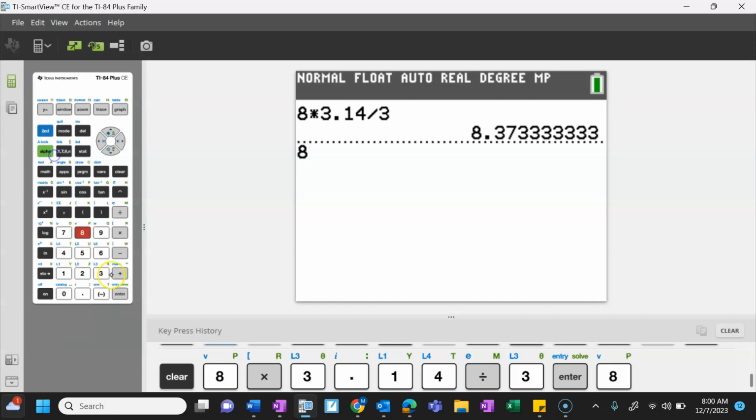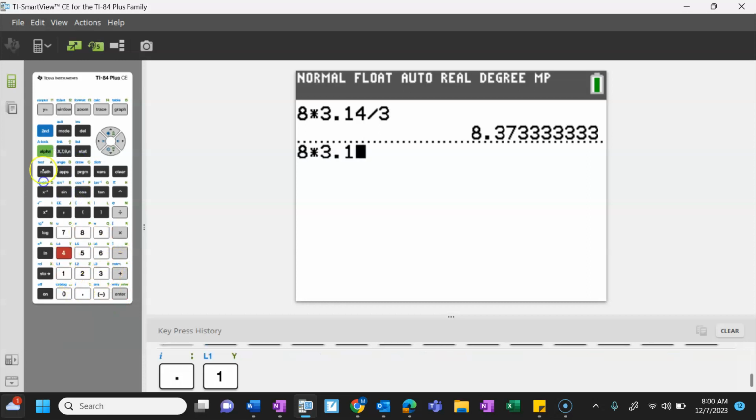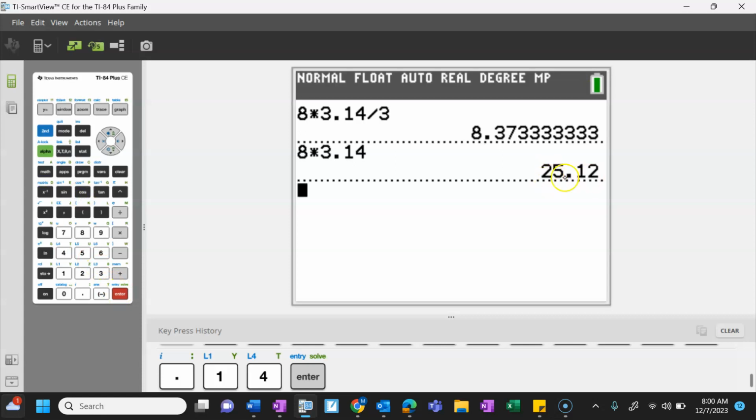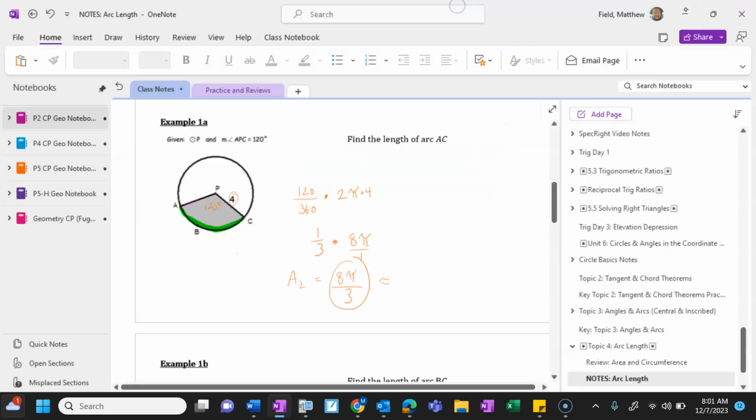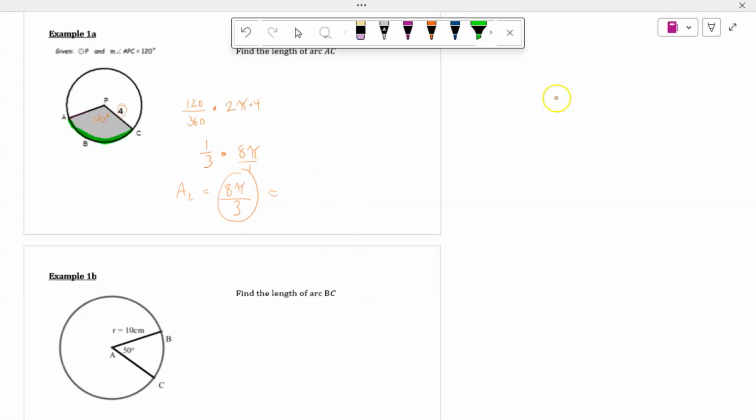So actually, let me show you one thing. If I did 8 times 3.14, that would be the distance around the entire circle, the full circumference. But notice when I divide it by 3, that gives me 1/3 of it. Rounding rules here, it would be approximately 8.4 if we were rounding to the first decimal place. All right, so there's our first example. So we can call it approximately 8.4.